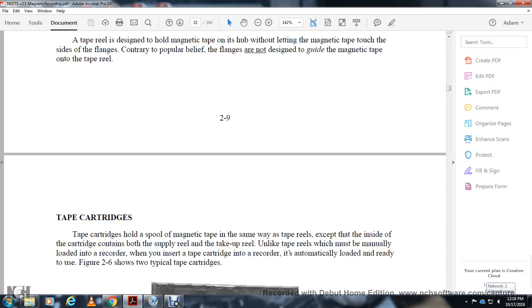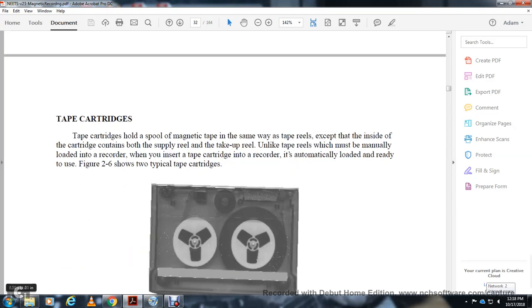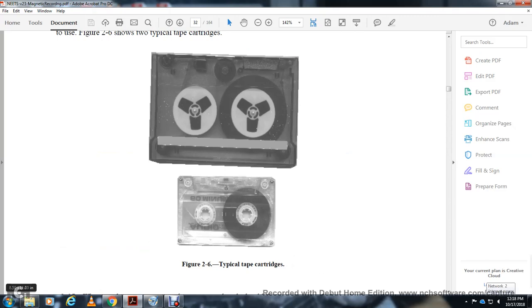Tape cartridges hold the spool of magnetic tape in the same way as tape reels, except the inside of the cartridge contains both the supply reel and the take-up reel. Cartridges are most commonly loaded into the recorder automatically. You insert the tape cartridge into the recorder and it is automatically loaded and ready to use. Figure 2.6 shows two typical tape cartridges.